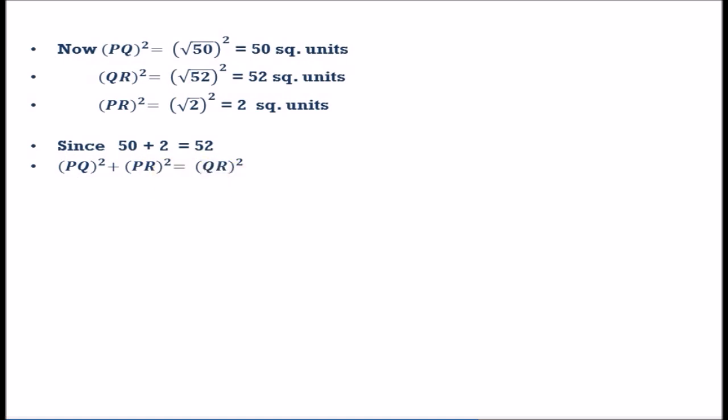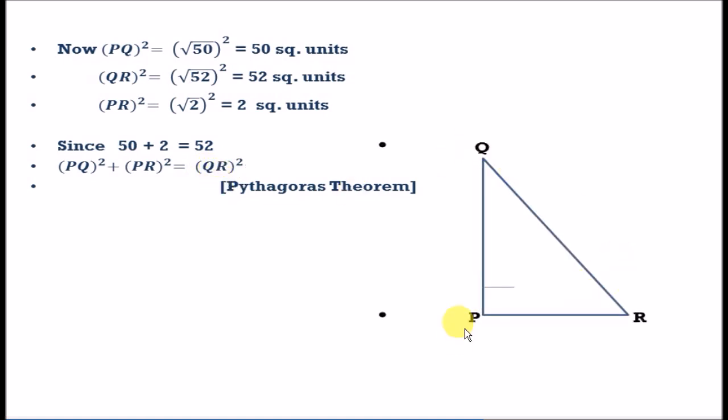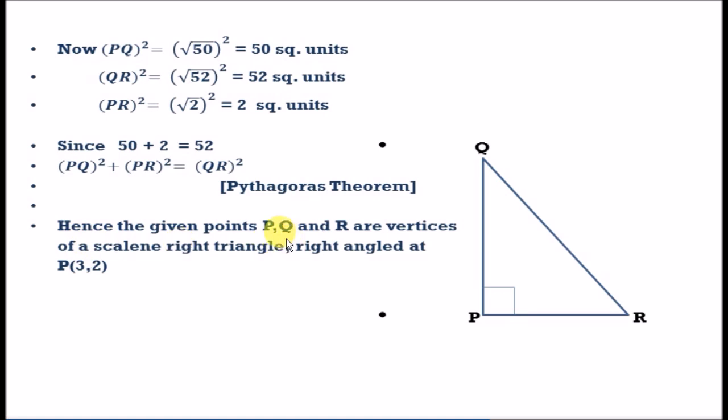This satisfies Pythagoras theorem. So since QR is the longest side, QR is the hypotenuse. So the angle opposite to QR is P. So that means we can also decide which vertex can be of 90 degree. So we can conclude our answer saying, hence the given points P, Q and R are vertices of a scalene triangle. We also found that the triangle is a scalene right triangle, and we also found out that it is right angled at P (3, 2).